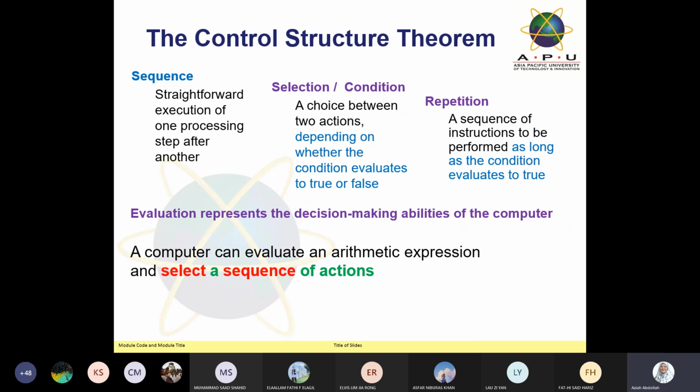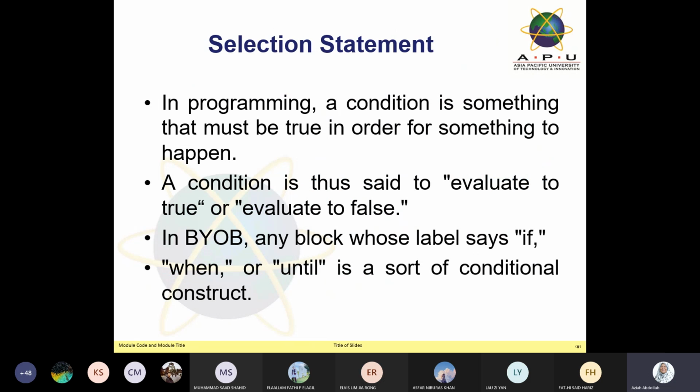Then evaluation represents the decision-making abilities of the computer. A computer can evaluate an arithmetic expression and select a sequence of actions. So that is what we can do. Let's go one by one. Since sequence is very easy, we know it's just straightforward without a condition, without choices. So let's go to the selection statement.